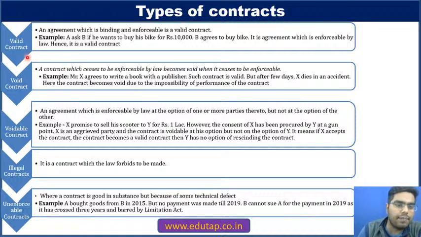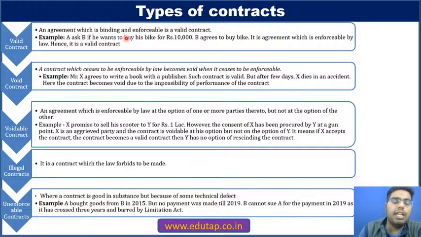First is the valid contract. An agreement which is binding and enforceable is a valid contract. The features I have told you are: it should have free consent, lawful consideration, and lawful object; a minimum of 2 parties shall be there; and it should not be declared void by law. If it satisfies all the conditions that I have listed in the previous slides, then it is a valid contract.